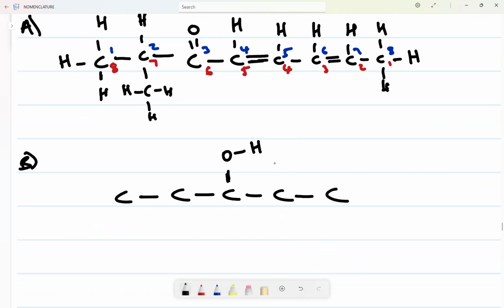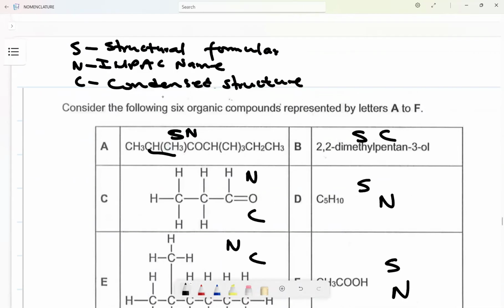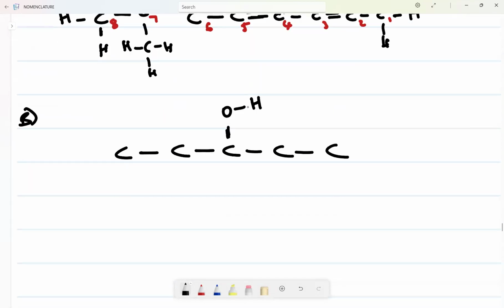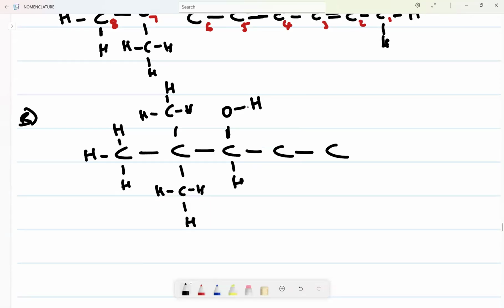Yes. Then what again? I'm told that on carbon number 2,2, I have dimethyl. So on 2,2, it means I have on number 2 a branch here, here, like that. Yes, indeed, like that. Can you see that? Let me get this a little bit closer, maybe. Yes. This is the structure.